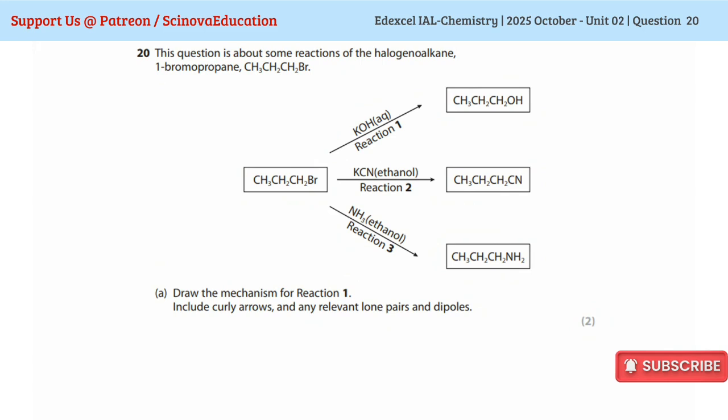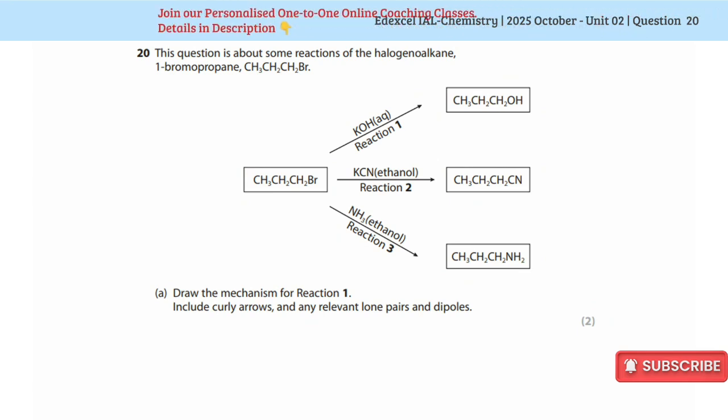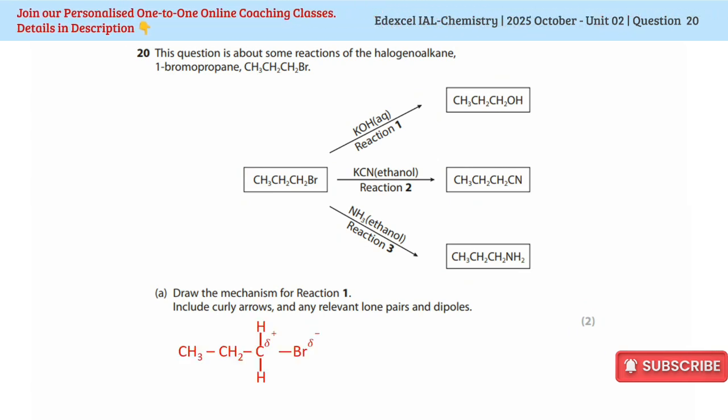Part A, draw the mechanism for reaction 1, which is substitution, and already you have studied, that is an SN2 mechanism. Include curly arrows and any relevant lone pairs and dipoles in your answer. We'll draw the molecule with the dipole between the carbon and bromine here, delta plus on carbon, electron shortage on carbon, and excess on bromine, delta minus.